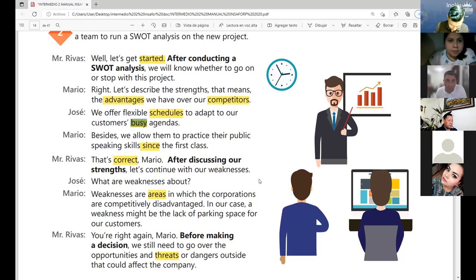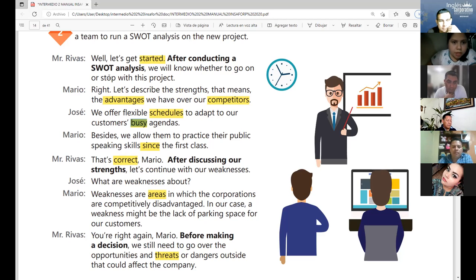Okay. Well, let's get started. After conducting a SWOT analysis, we will know whether to go on or stall with this project. Right. Let's describe the strength. That means the advantage we have over our competitor. We offer flexible schedule to adapt to our customer busy agendas. Besides, we allow them to practice their public speaking skills since the first class. That's correct, Mario. After discussing our strength, let's continue with our weaknesses.